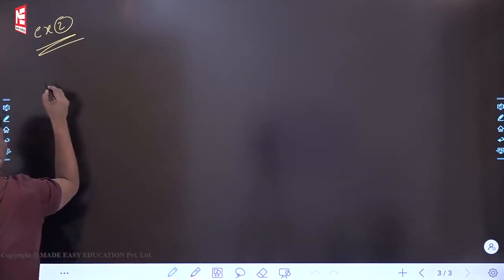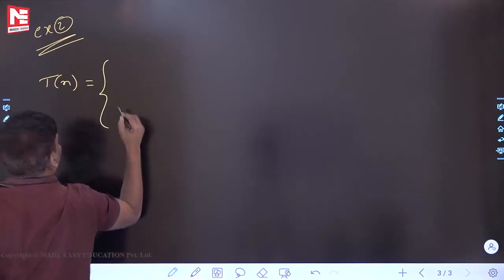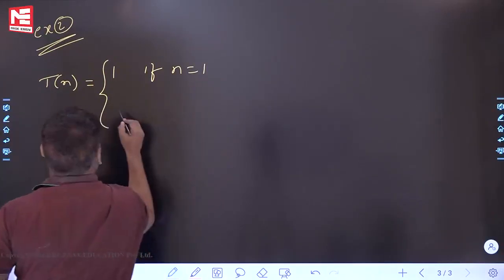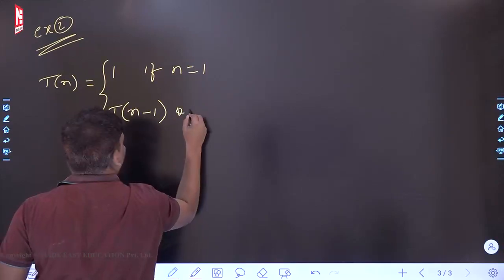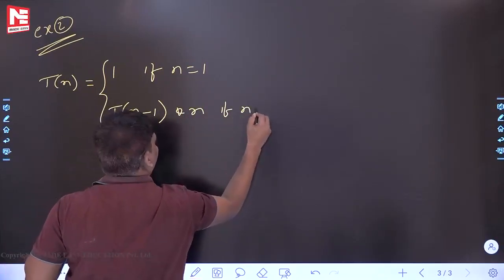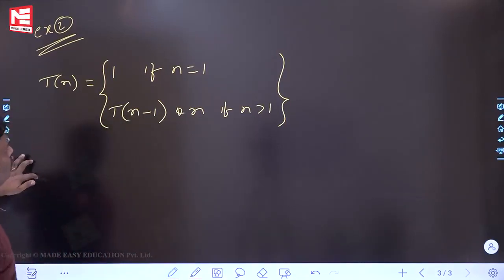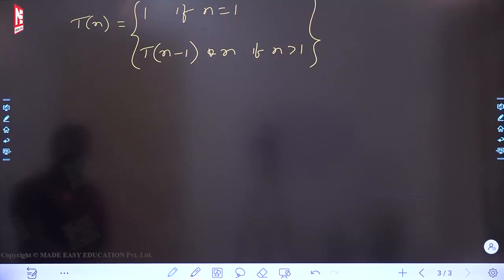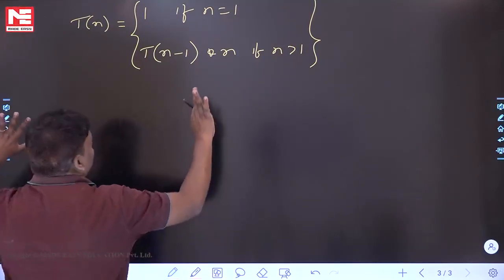Example 2. Tn is equal to 1 if n is equal to 1, otherwise Tn minus 1 into n if n is greater than 1. Some recurrence relation like this. This is the second problem: Tn is equal to 1 if n is equal to 1, otherwise Tn minus 1 into n if n is greater than 1. Any recurrence relation is given.